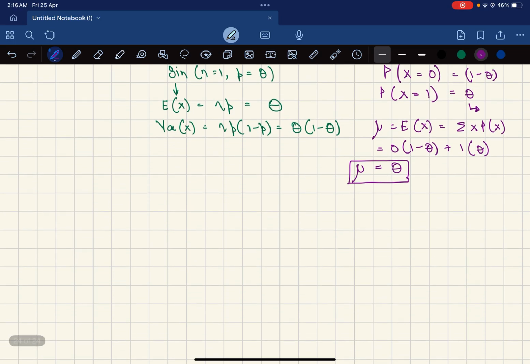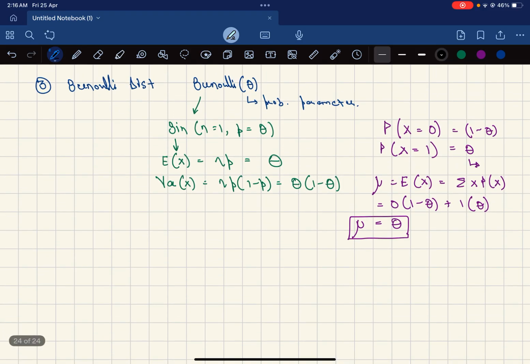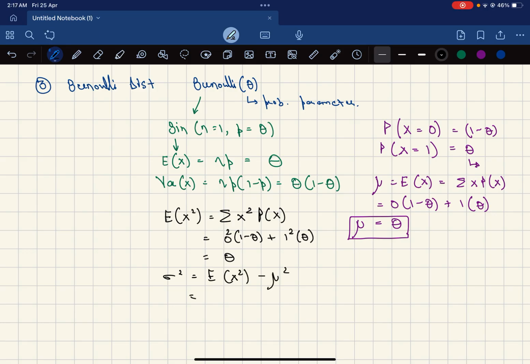Now for variance, we need to calculate the second moment of the random variable, and it is computed as summation of x square p(x), which is nothing but 0 square into 1 minus theta plus 1 square into theta, and this is equal to theta. Therefore sigma square, which is second moment minus mu square, is calculated as theta minus theta square, which is theta into 1 minus theta, which is again the same formula which we got using the binomial distribution earlier. So this is how we calculate the mean and variance of a Bernoulli distribution.